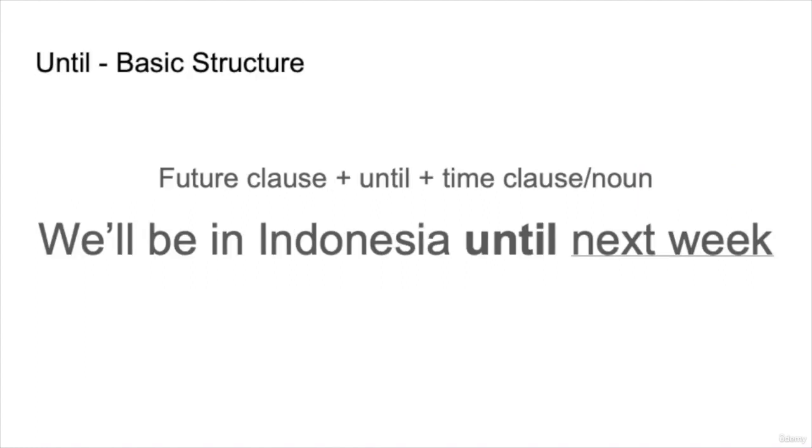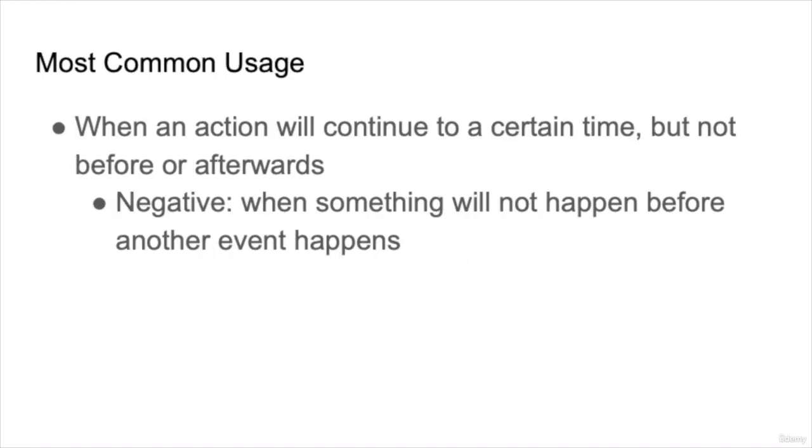And now let's look at until. The basic structure of this word is a future clause, until, and a time clause or a noun, which is fine. We'll be in Indonesia until next week. Until is a word that we will use usually when an action will continue to a certain time, but not before or afterwards. So an action will start in the past and will continue to the present time, but you won't be doing it before or after that specific time.